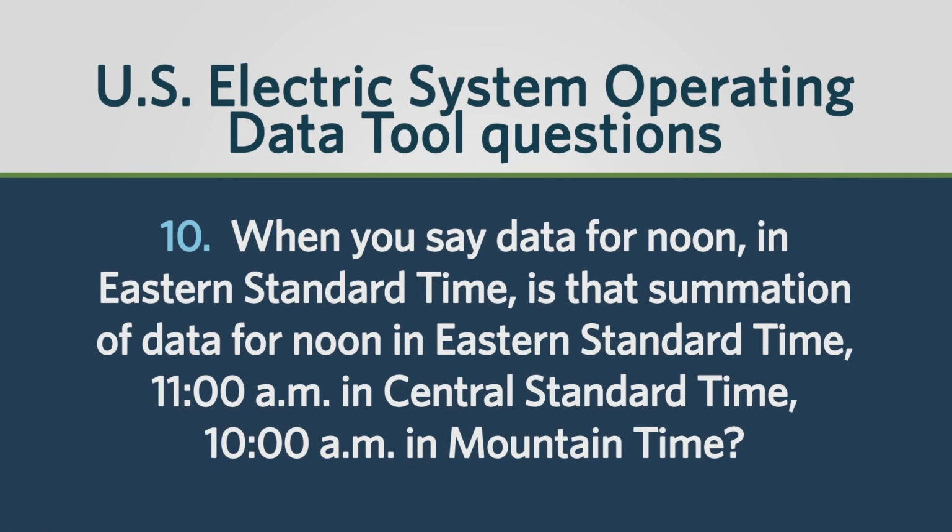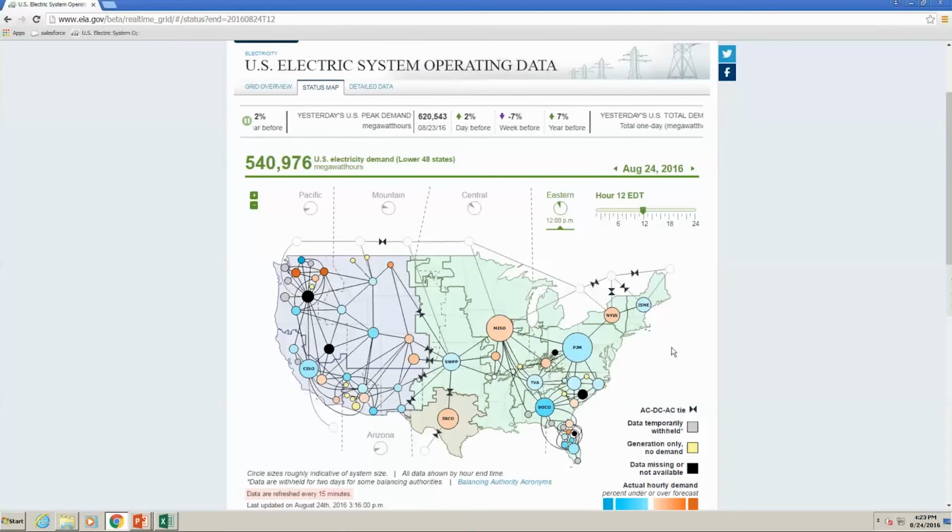When you say data for noon in Eastern Standard Time, is that a summation of data for noon in Eastern Standard Time, 11 a.m. in Central Standard Time, 10 a.m. in Mountain Time, and so on and so forth? For the U.S. aggregate, you're absolutely right. We are aggregating for the same time period, which in those different time zones happen to be named a different hour.